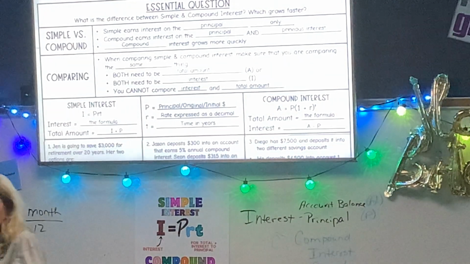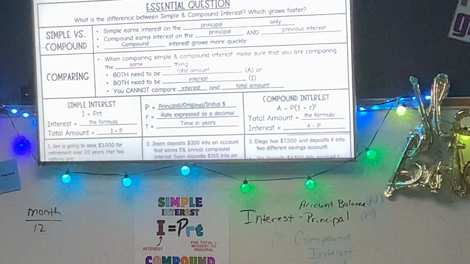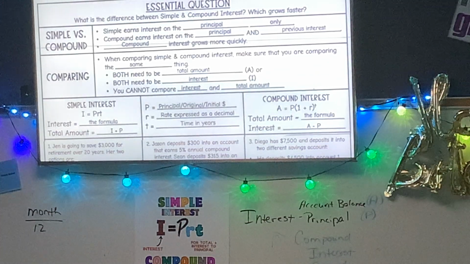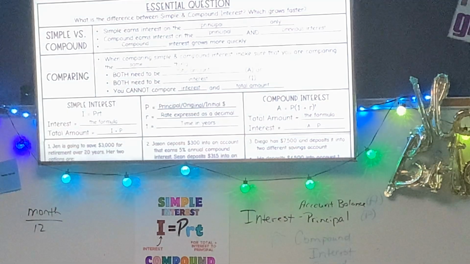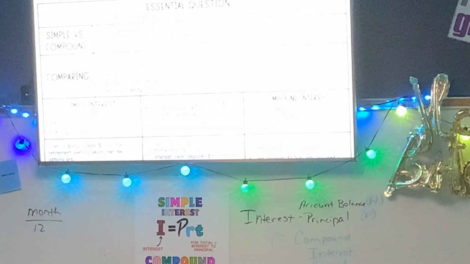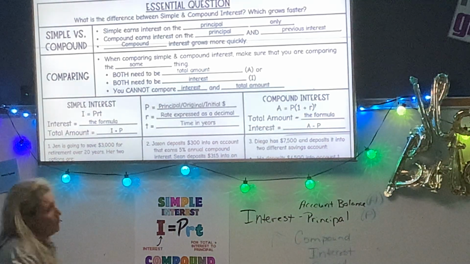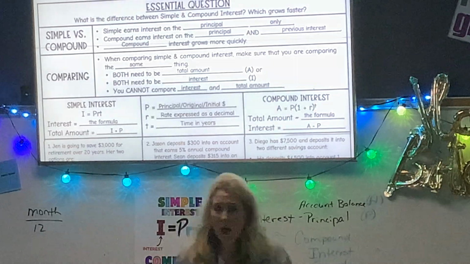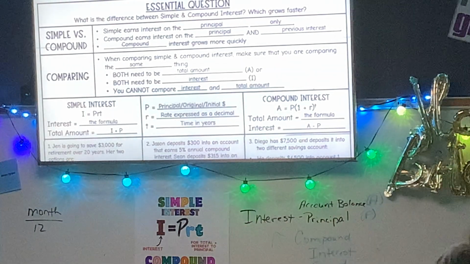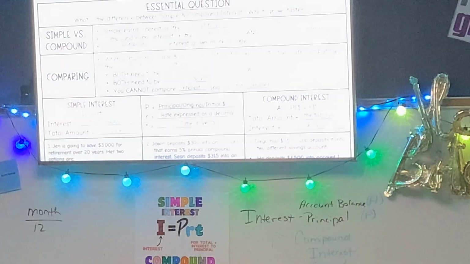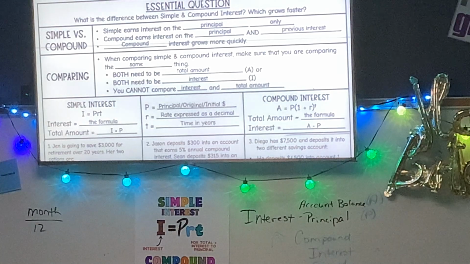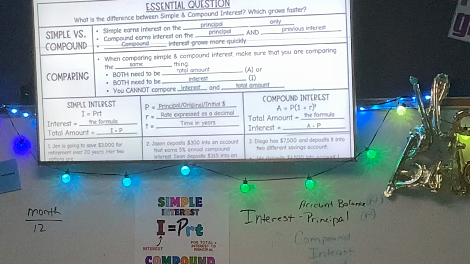I have already filled out the top part for you, so we didn't have to write that because you've already written them on the other ones. As you see, simple interest is earned on the principal only. Compound earns on the principal and previous interest. Compound interest grows quickly.